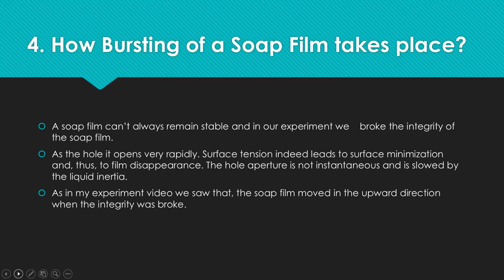Once we were in our experiment, we burst the soap film with a pen. So let's see how bursting of a soap film takes place. A soap film can't always remain stable, and in our experiment, we broke the integrity of the soap film. As the hole opens very rapidly, surface tension indeed leads to surface minimization and thus to film disappearance. The hole aperture is not instantaneous and is slowed by the liquid inertia. As in my experiment video, we saw that the soap film moved in the upward direction like a roller coaster when the integrity was broken with a pen.